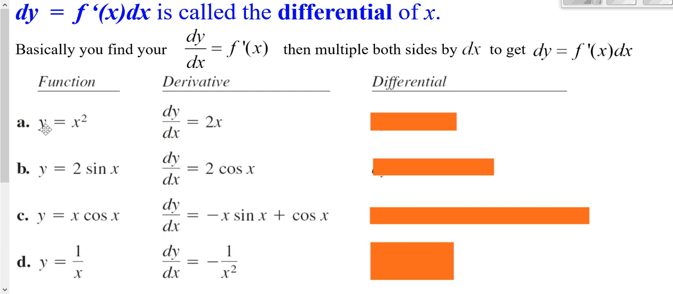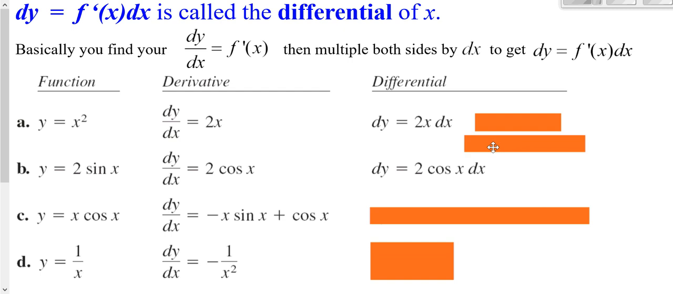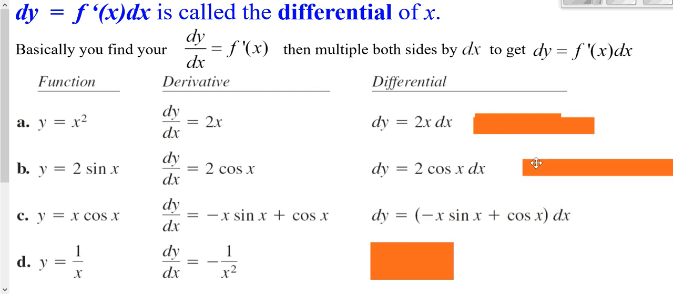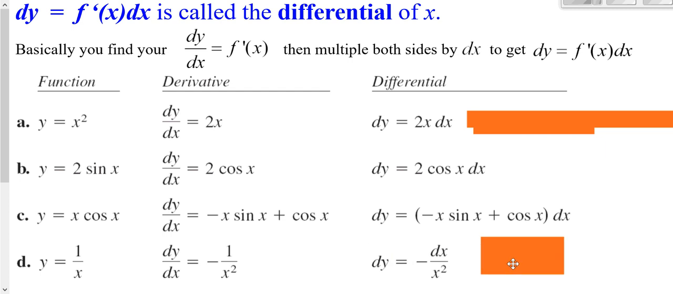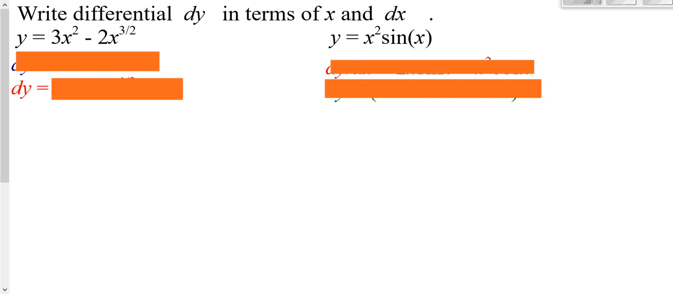So here's your original function, here's your derivative, your differential, you multiply both sides by dx, so we would get this, and your dx would be over with the 2x. Same idea here. Here's your derivative, you multiply both sides by dx, and you get your differential. And the same idea down here. So go ahead and find your differential for these next two problems.